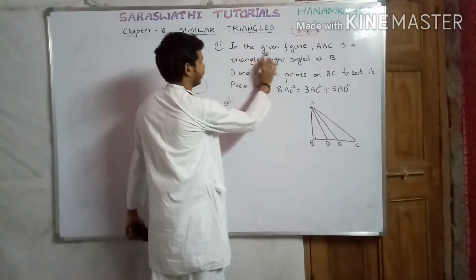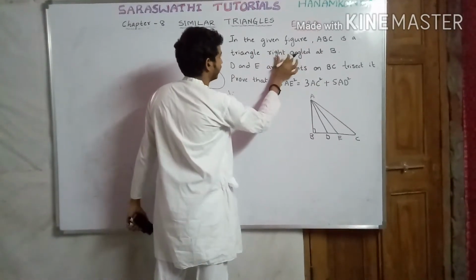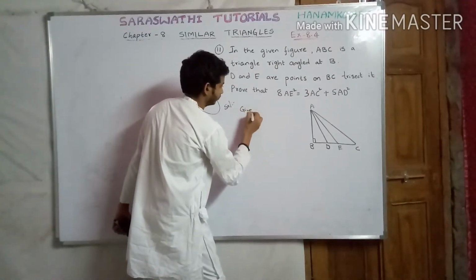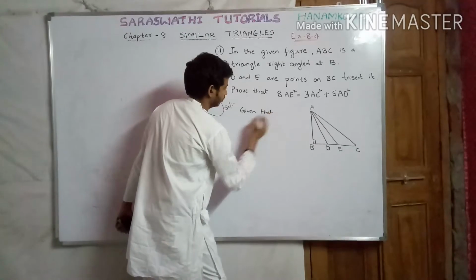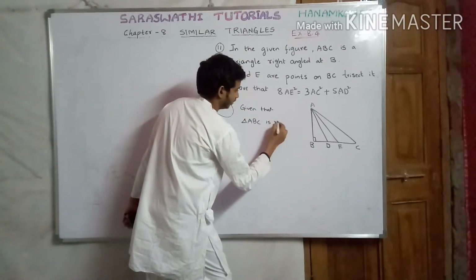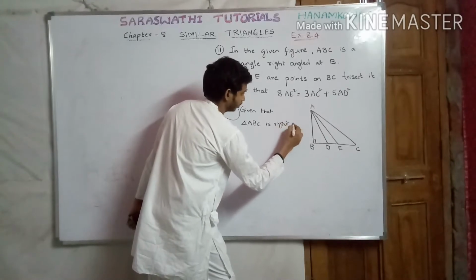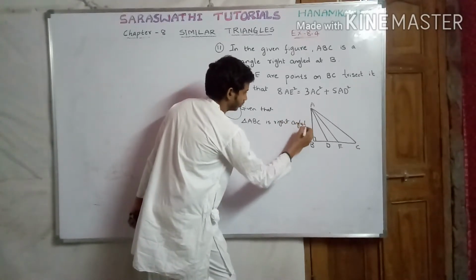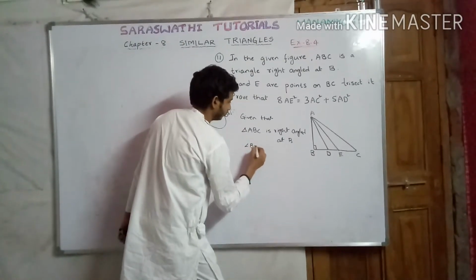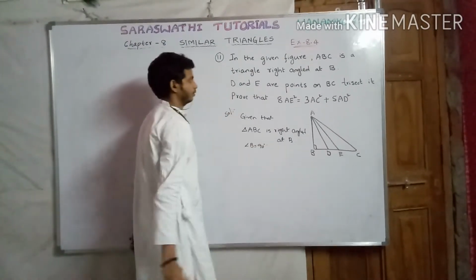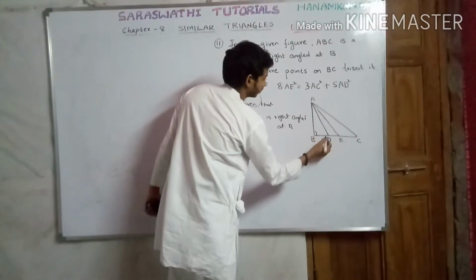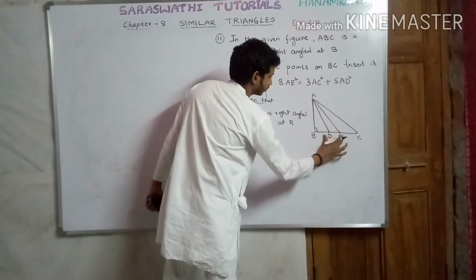Given that in the given figure ABC is a right angled triangle at B. So given that triangle ABC is right angled at B, that means angle B equal to 90 degrees. And also given that D and E are points on BC that trisect it. So D and E are points of trisection.